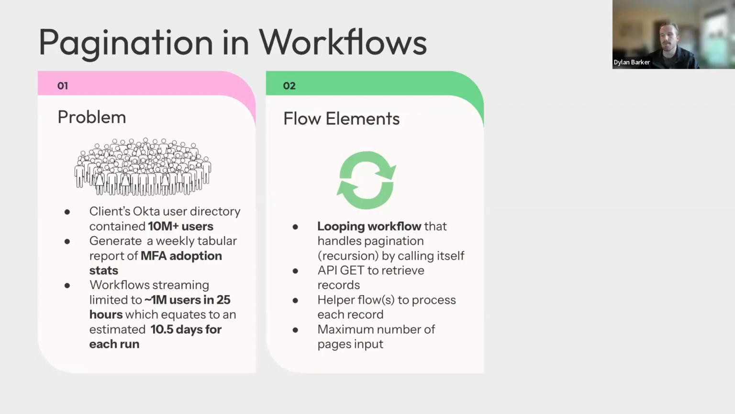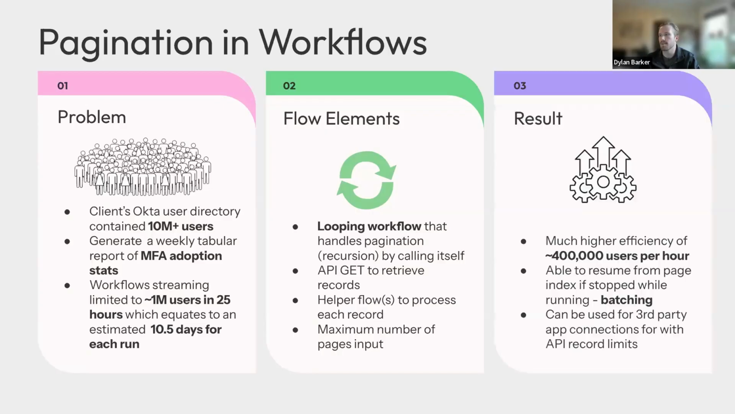I also added a maximum number of pages input. So you can input, say, 10 pages if you only wanted to return a subset of users. And that helped a lot with testing as well as batching, which I'll get into in a sec. But basically, as a result, we were able to obtain about 400,000 users per hour, which was a little over 24 hours of processing time.